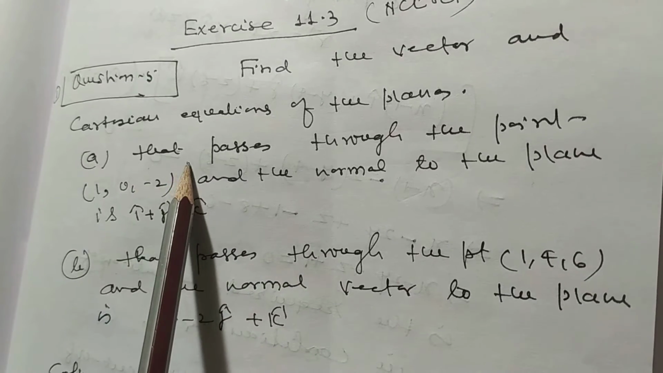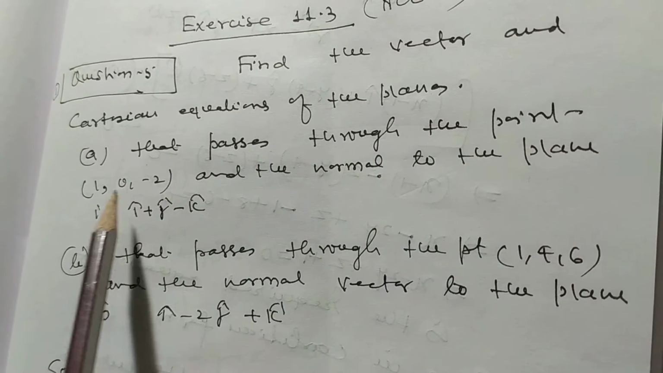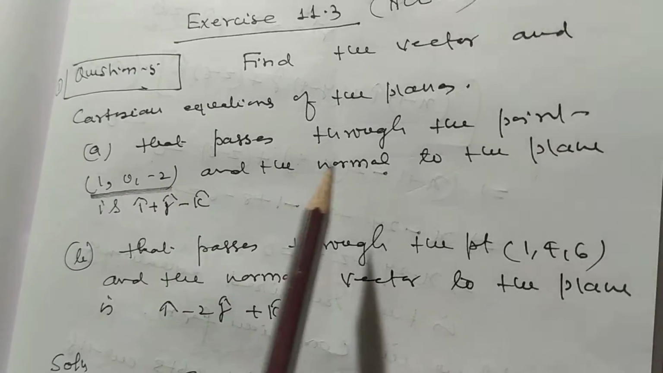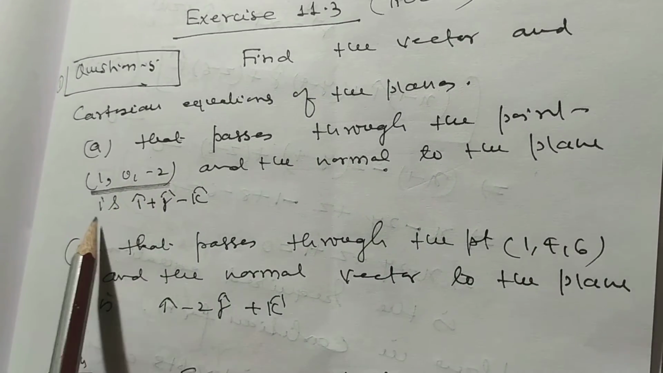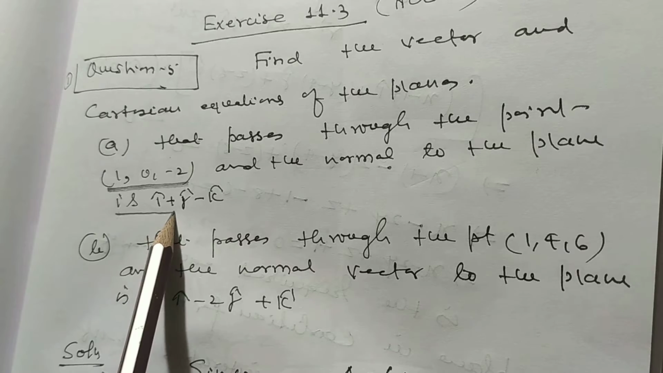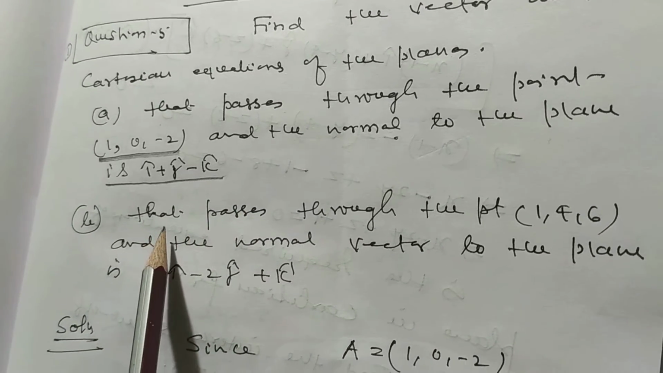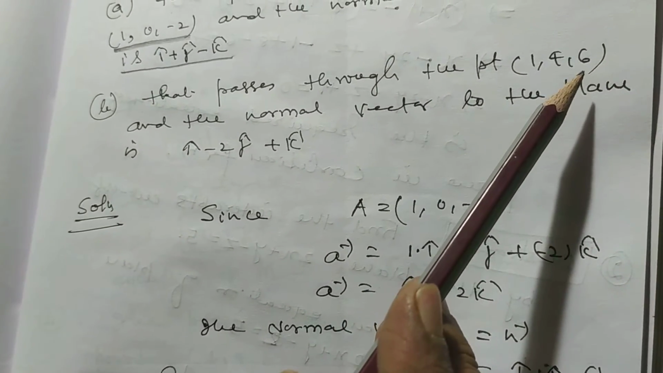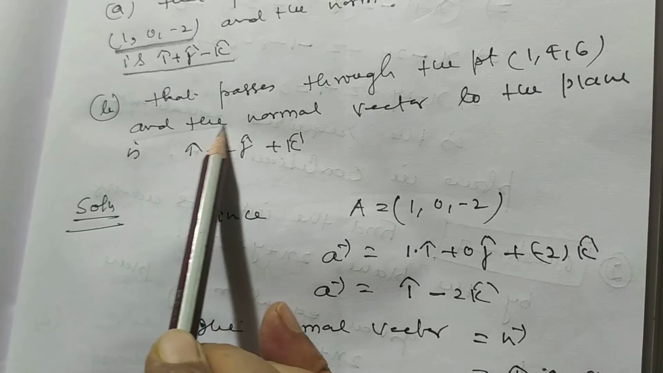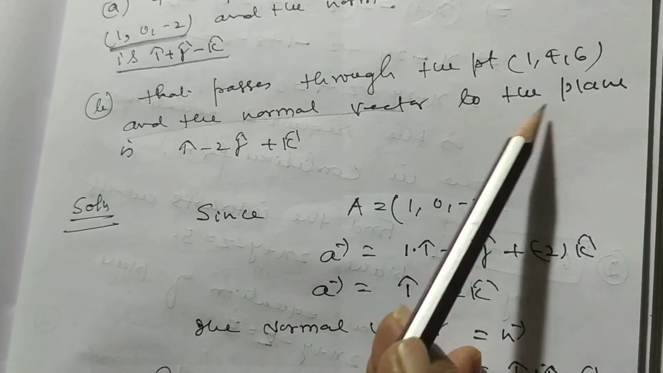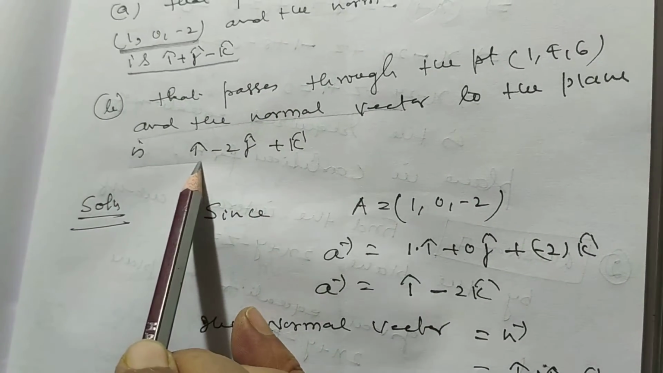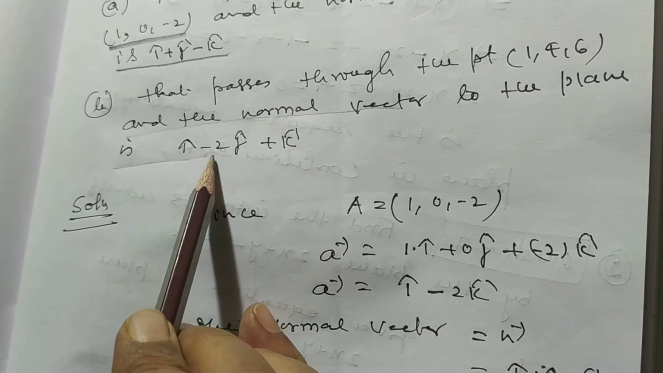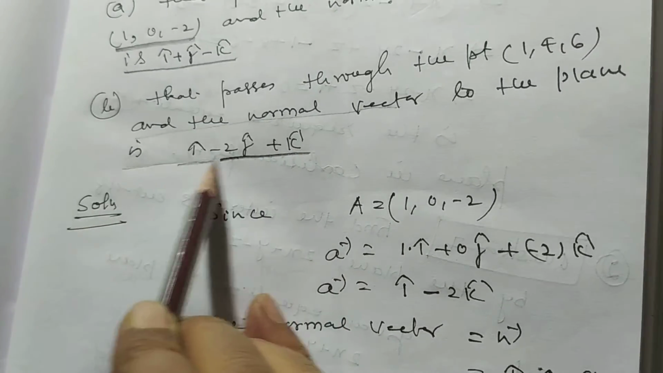First, A. The plane passes through the point (1, 0, -2) and the normal to the plane is i cap + j cap - k cap. And problem number B is that the plane passes through the point (1, 4, 6) and the normal vector to the plane is i cap - 2j cap + k cap.